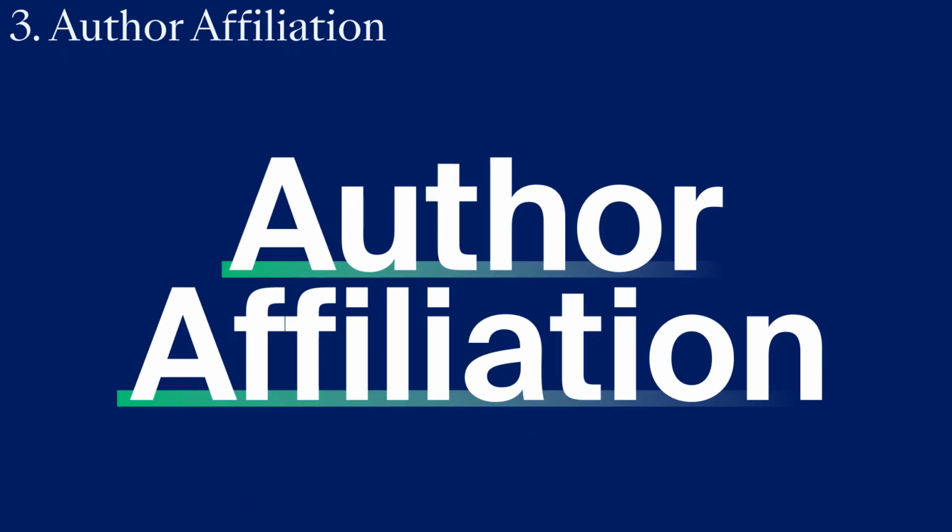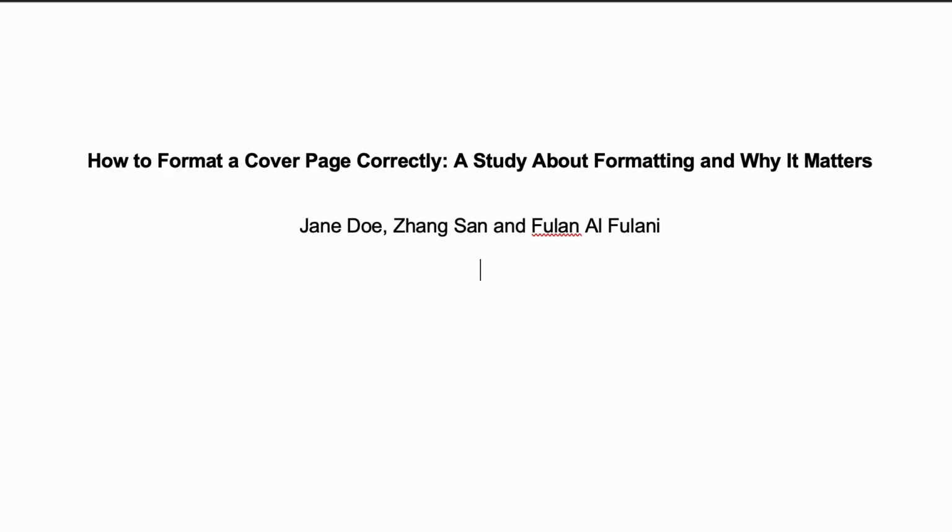Author affiliation for a student title page refers to the place where you study. This goes on the next line and should include the department and the institution separated by a comma.